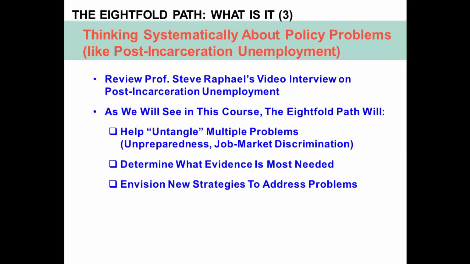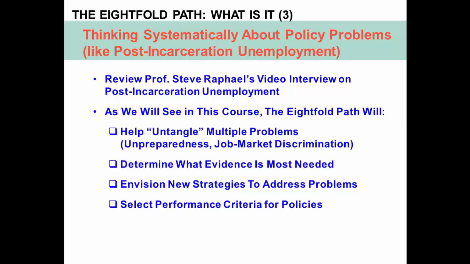When we think about alternatives, we'll be thinking in an open-ended way, an imaginative way, to envision new strategies to address problems that we've identified. We'll look at existing programs in federal, state, and local settings, such as in the post-incarceration unemployment setting, and then we'll think about how those programs can be improved or perhaps replaced with better ones. Lastly, we'll ask ourselves very carefully, how will we know which policies are best? How will we know when we're succeeding?